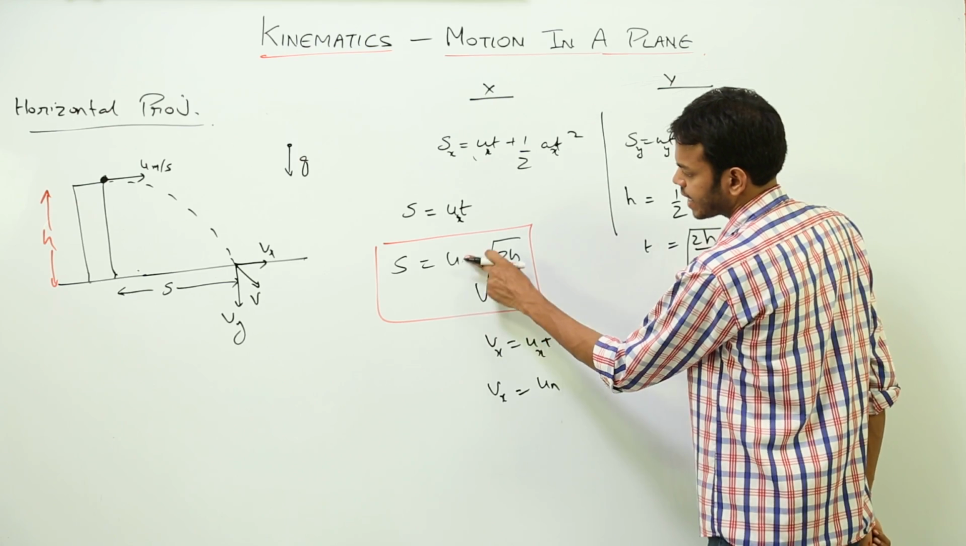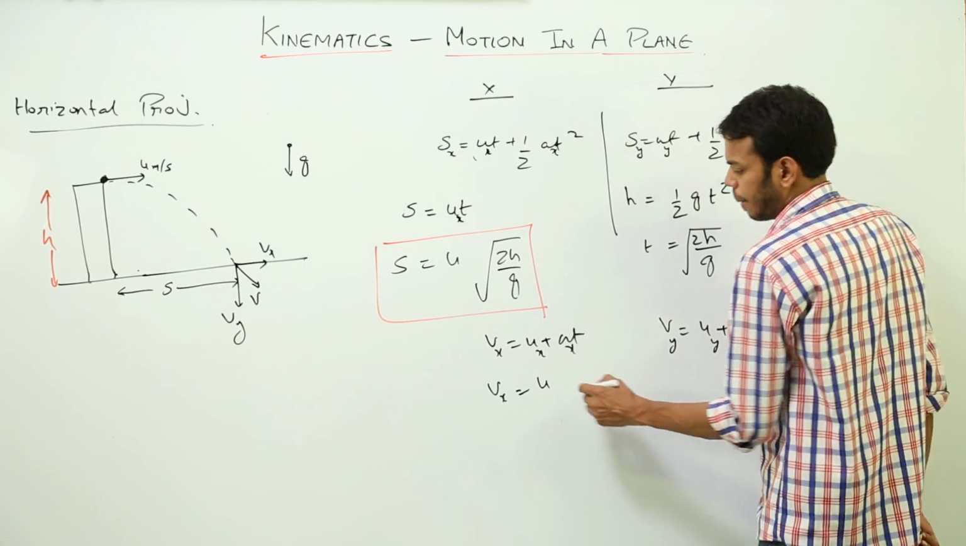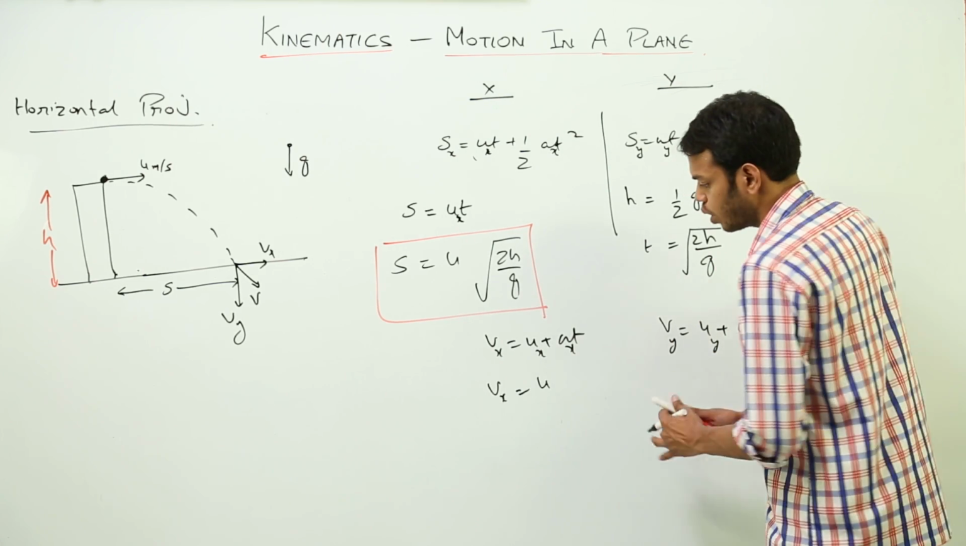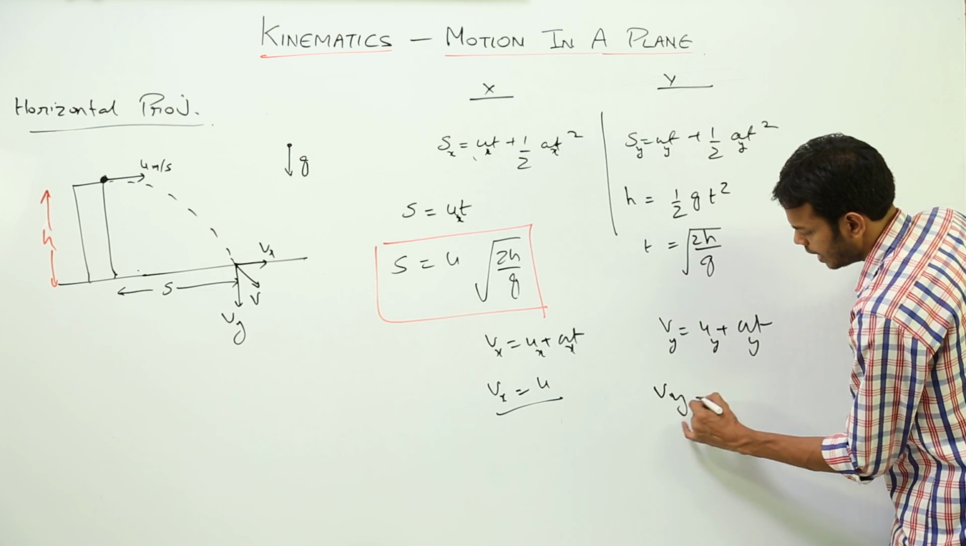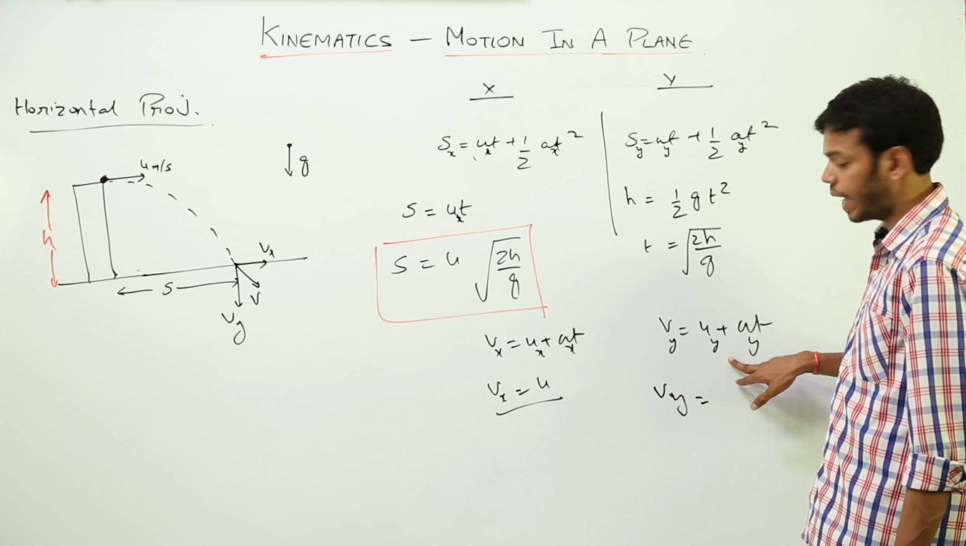So instead of x here I'll be writing u only. This is u plus at. What is acceleration along x? Nothing. So this remains same. Vx is equal to u and vy is equal to uy. It is 0. There is no initial velocity along y-axis.